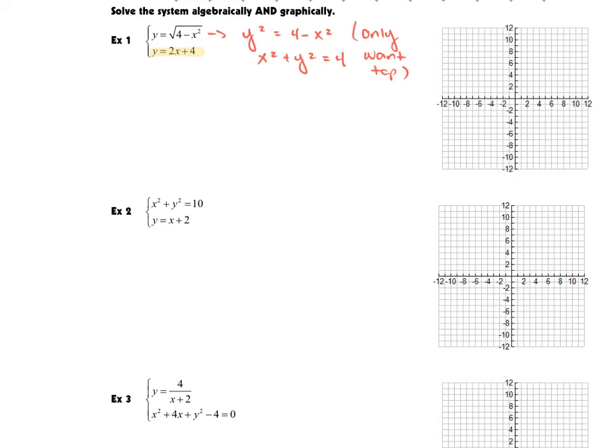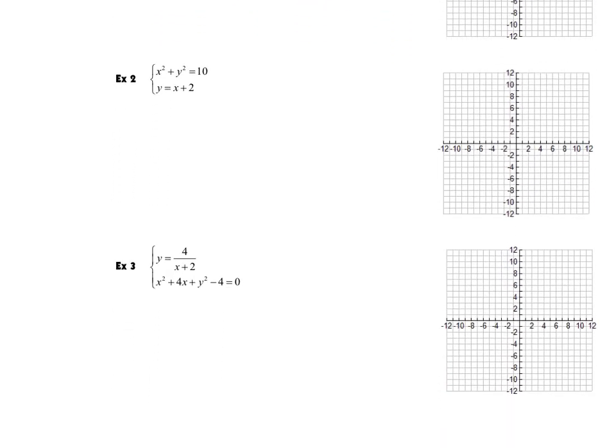On the next problem, just moving this on down, we're going to graph a circle. Its center is 0, 0. We will need to approximate this radius. So we could type this in our calculator. Remember, the square root of 10 is our radius. So we can approximate that as about 3.2. And then our other equation is just another line, no big deal.